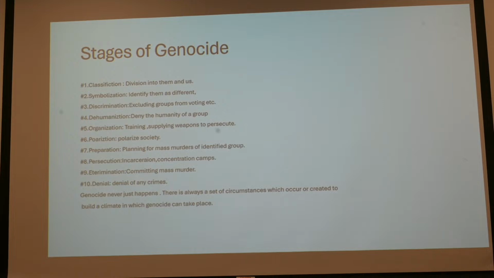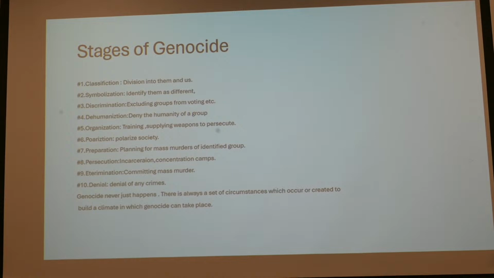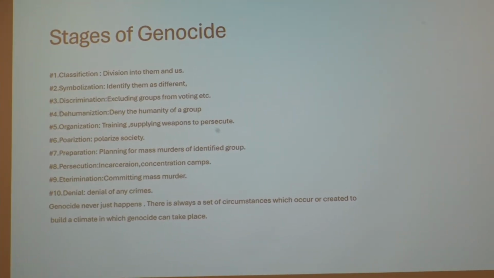There's small print, but I think you'll be able to read, or I can read. I think this is the most important slide that I can go through, because it gives you the stages of genocide, how genocide is carried out. There are about 10 points. First is classification, division into them versus us. So the majority community will target the smaller group. They are the bigger one, them, and then us, okay?